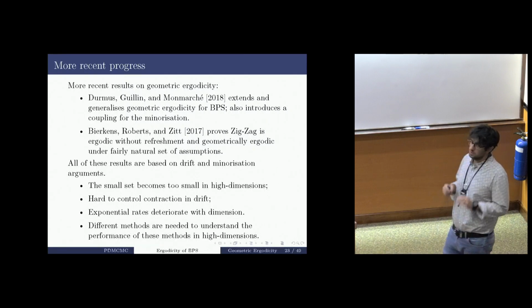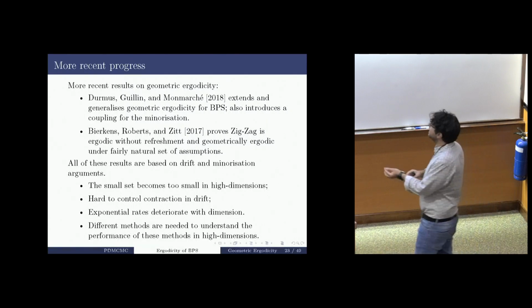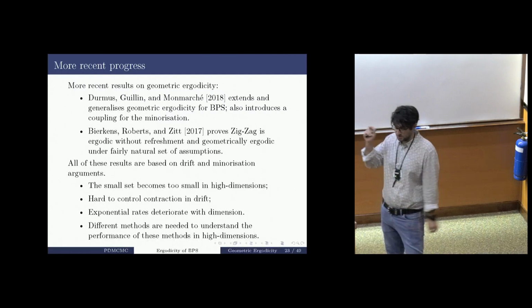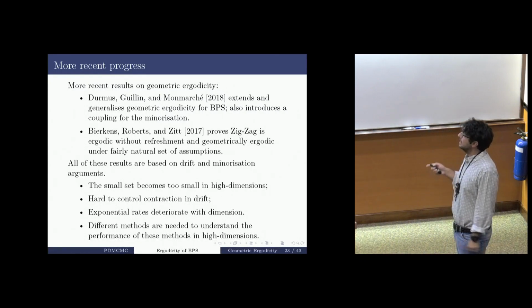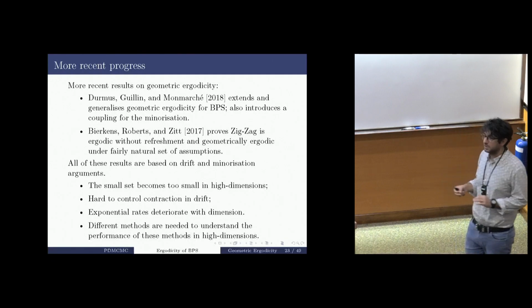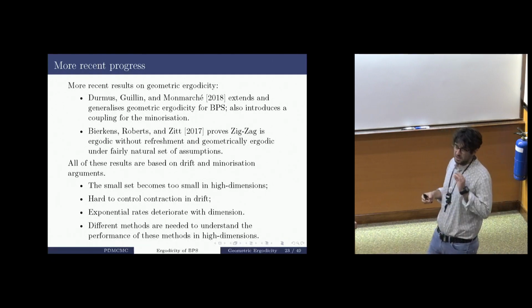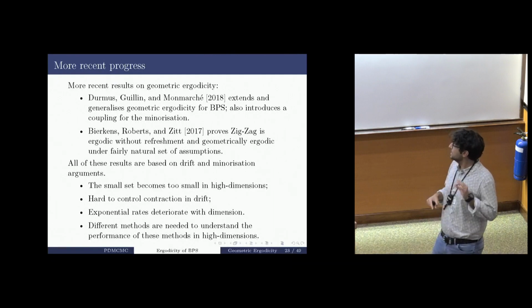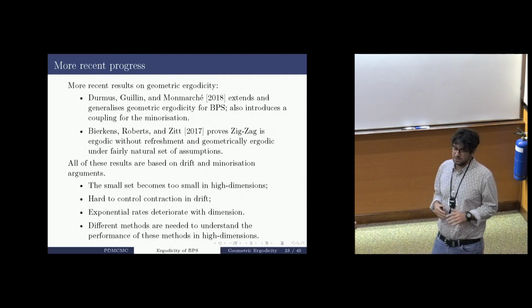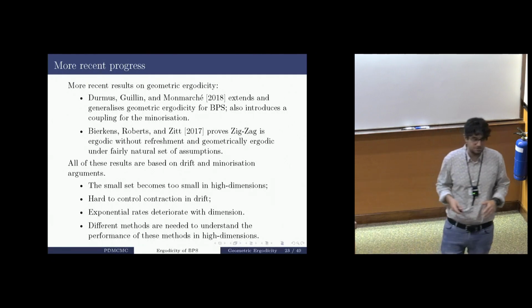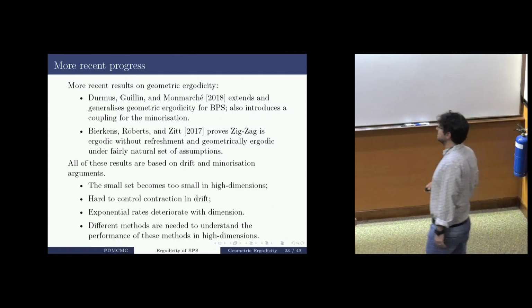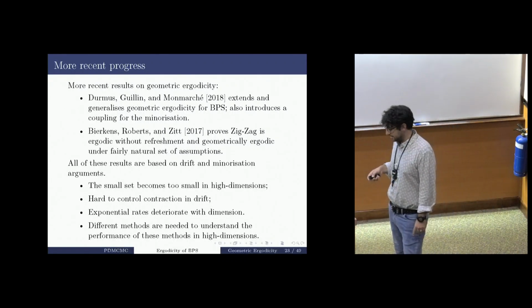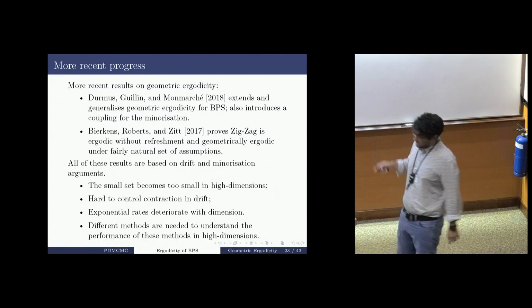And also, it's hard to control the contraction rate and the drift, so the constant in front of your Lyapunov function on the right-hand side of the inequality. So usually, the rates that you get for the exponential convergence decay very quickly in the dimension, in a way that doesn't mean that the algorithm doesn't work in high dimensions. It just doesn't allow you access to any useful rates.